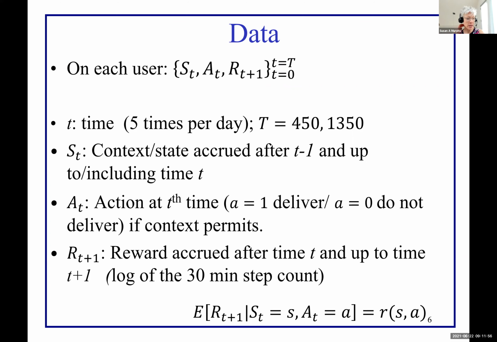And subsequent to that is the reward. In our case, it's the log of the 30-minute step count. Step counts are highly skewed data, and so the log is used. At the very bottom of the slide, I have just a small amount of notation, and we're going to use this repeatedly throughout this talk. That is, the expected reward, expected log step count, given current state and action, is denoted by this lowercase r function. It's a reward function.